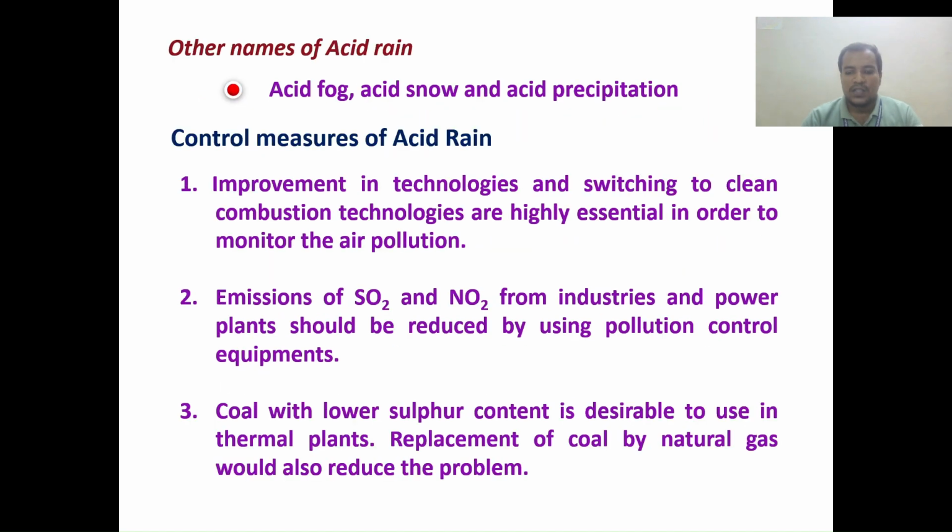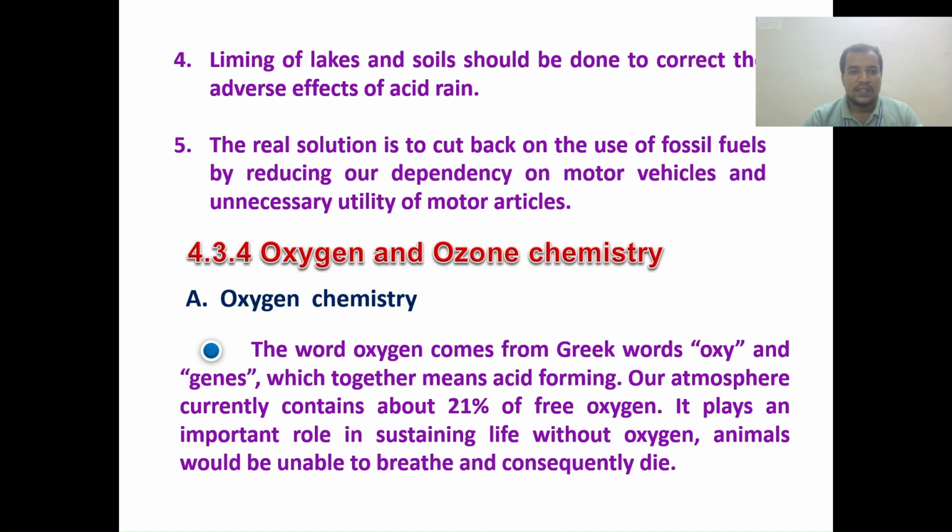And control measures of acid rain: improvement of technologies and switching to clean combustion technologies are highly essential in controlling air pollution. The emission of sulfur dioxide and nitrogen dioxide from industries and power plants should be reduced by using pollution control equipment. Coal with lower sulfur content is desirable to use in thermal plants. Replacement of coal by natural gas would also reduce the problem. So these are the control measures of acid rain.